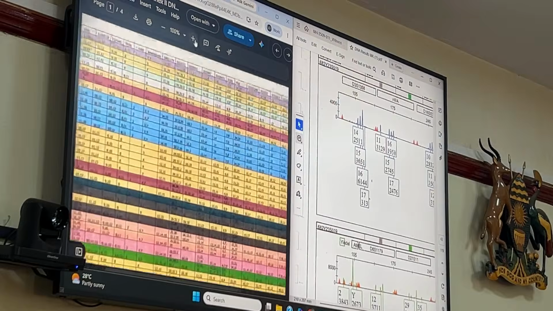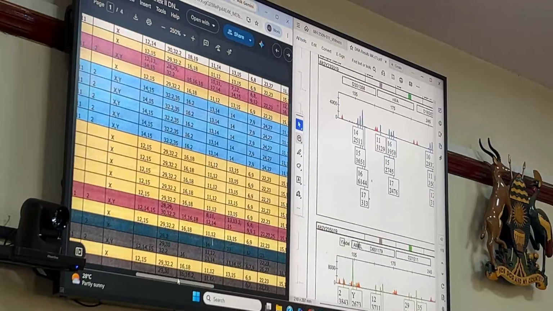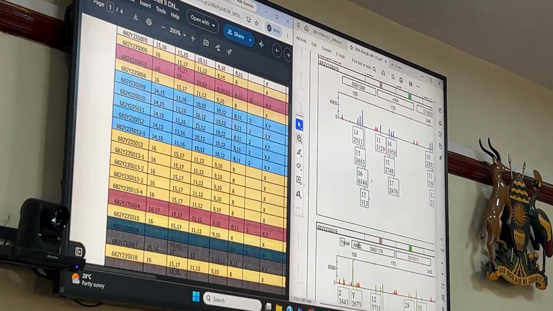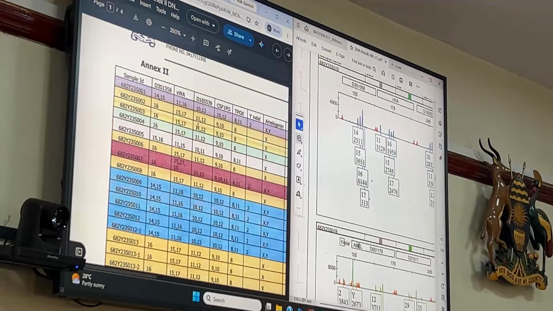Henry, how's it going? Sample 1: Henry has 14 and 15. You can see them. Molly has 2 copies of 16, and Patricia has a 15 and a 16.